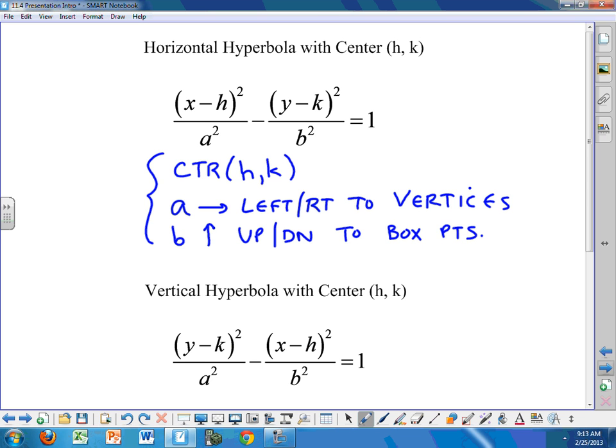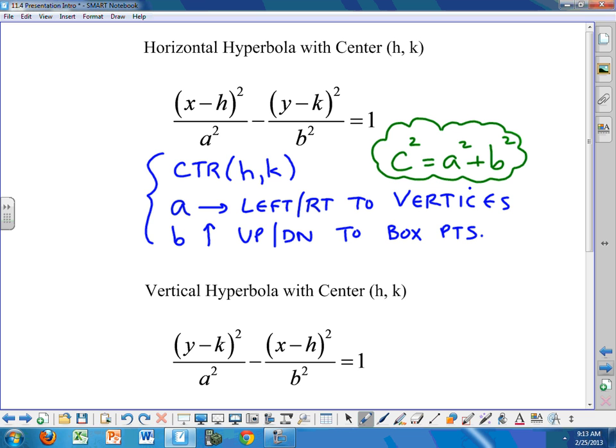The center, the left, right to the vertices, the up, down to the box points. We create our entire hyperbola from there. And then the last thing we do is we write our Pythagorean relationship c squared is equal to a squared plus b squared. This is definitely a change from the ellipse, because in the ellipse you recall the a was the longest value, or the longest length going out to the end of the major axis.